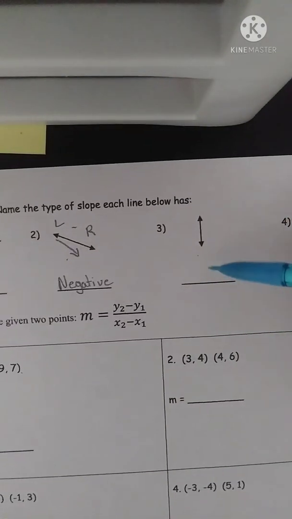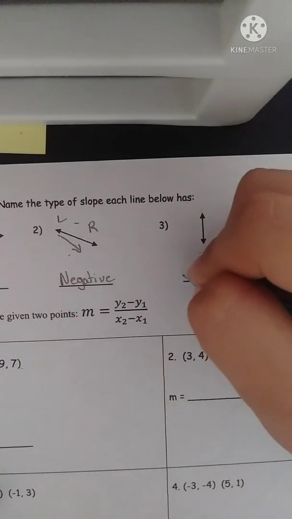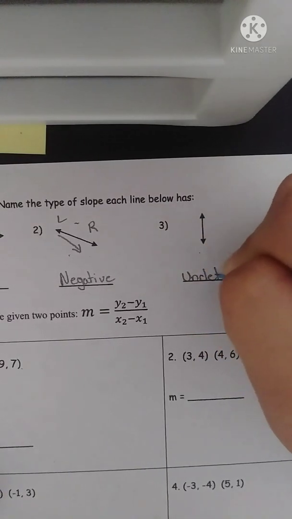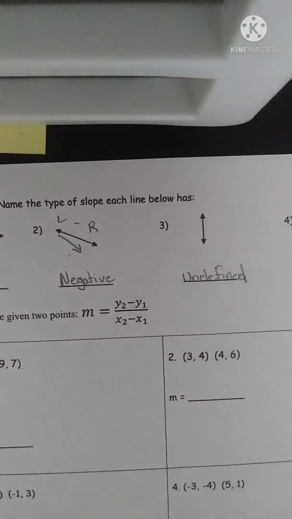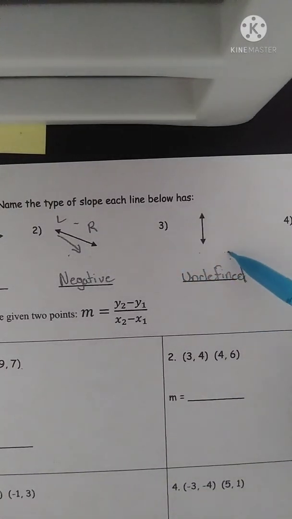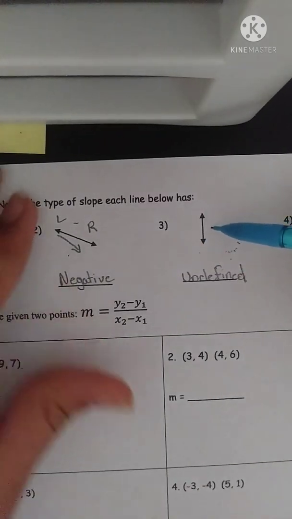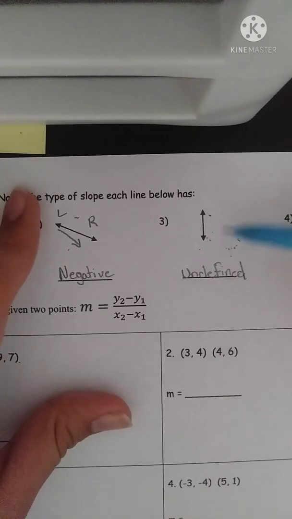Now, number 3 is going to go up and down. Up and down means this is an undefined slope. You'll keep learning this. You can search up what is undefined, but this is basically what's undefined. A line that goes up and down. It doesn't go anywhere. It's probably just a point.